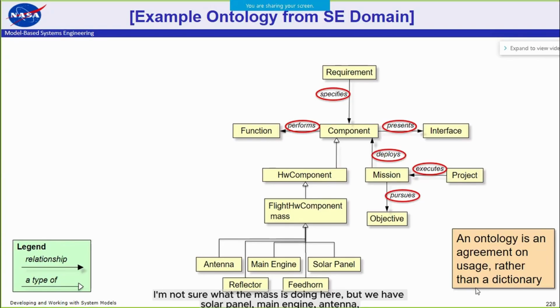I'm not sure what the mass is doing here, but we have solar panel, main engine, antenna, reflector, and I don't know what that is either. Feed horn. I don't know what the feed horn is, but it sounds interesting. And the arrow with the white tip, this is all ISA. And then the other kinds of relations, which are marked with the red circles, are arrows with the black tip. And so we've seen most of it. In fact, we've seen all of the ones. Okay, so it's beginning to be more intelligible as we go forward. Yes?